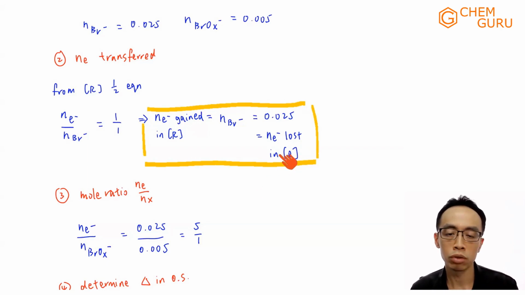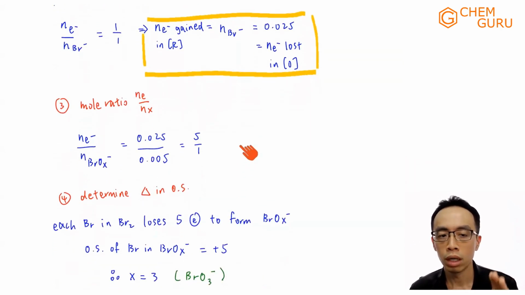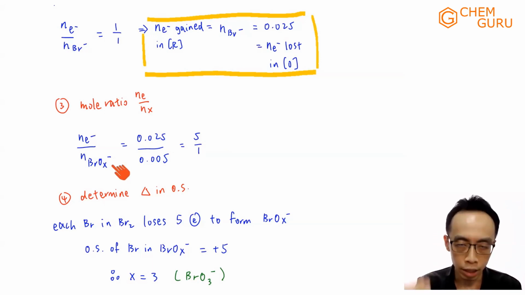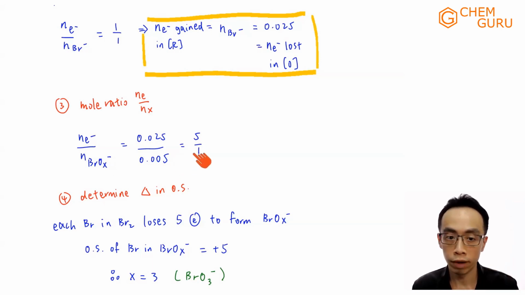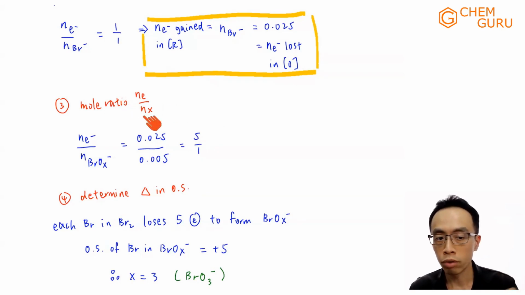So now I have the number of moles of electron lost in oxidation, and I will be able to compare mole ratio between the electron to your unknown species, in this case my BrOx minus. Electron to BrOx minus is 0.025 divided by 0.005, which is 5:1. This one has to be an integer value because each species must gain or lose an integer number of electrons. I can only gain or lose 1 electron, 2 electron, 3 electron. I cannot gain or lose half an electron or 1/3 electron and so on. So this has to be an integer value. Then we know that we are on the right track. So mole ratio involving electron to BrOx minus is 5:1.